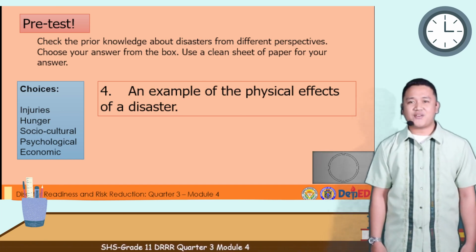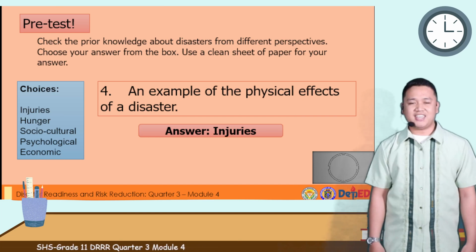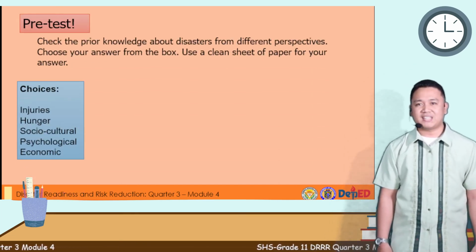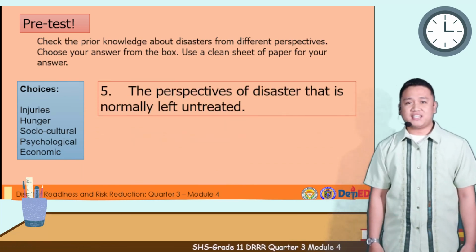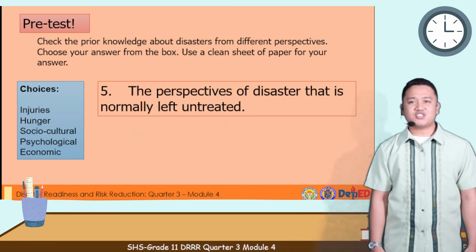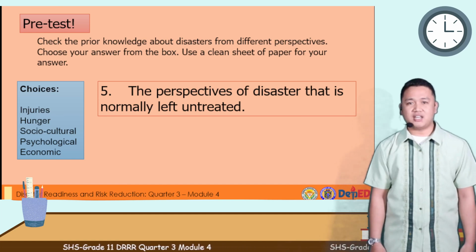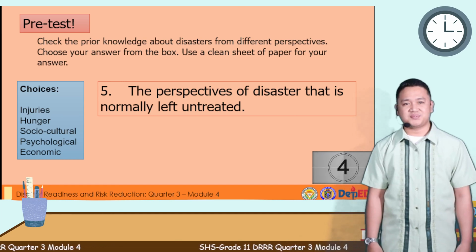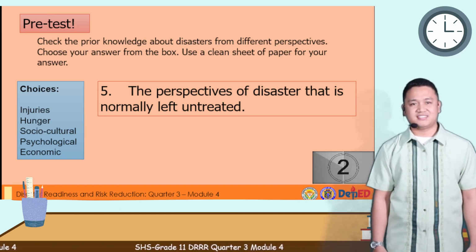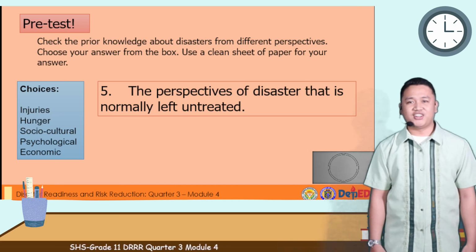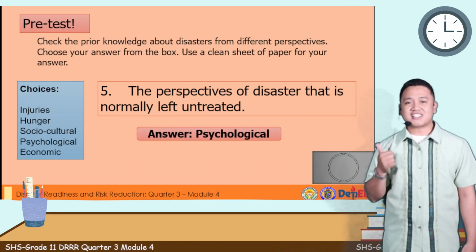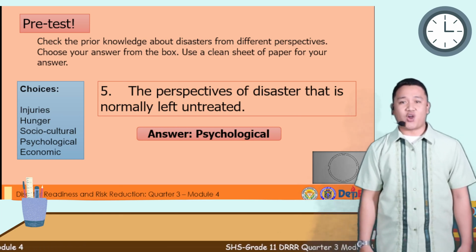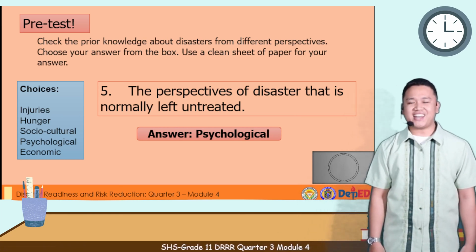Alright, so our answer should be injuries. Correct. And last, number 5. The perspectives of disaster that is normally left untreated. Your time starts now. Okay, learners, if your answer is psychological, you are correct. Congratulations! I hope you are now ready for the lesson.